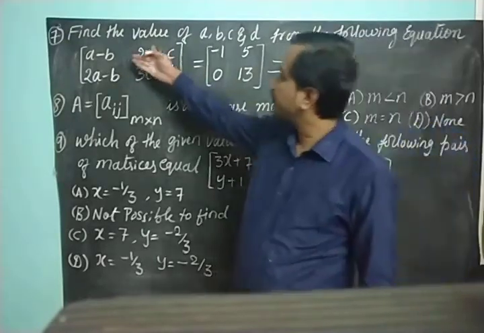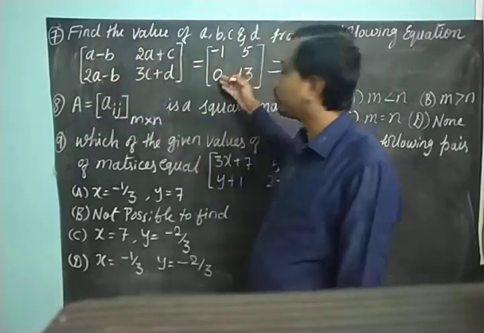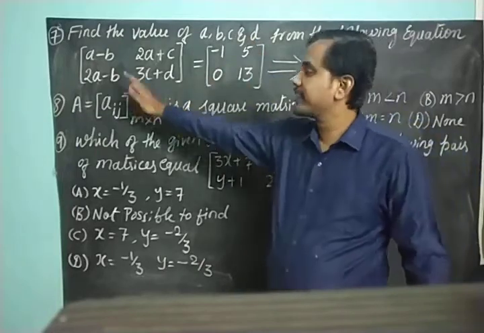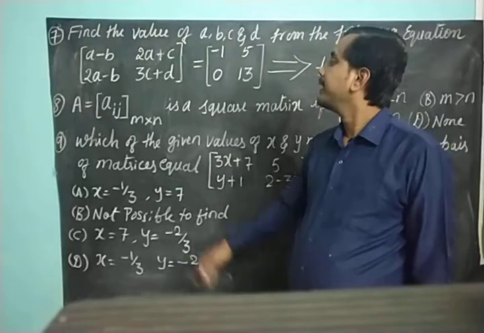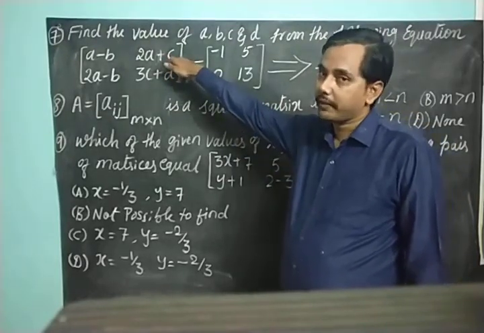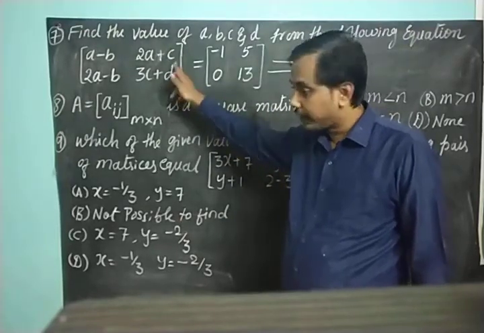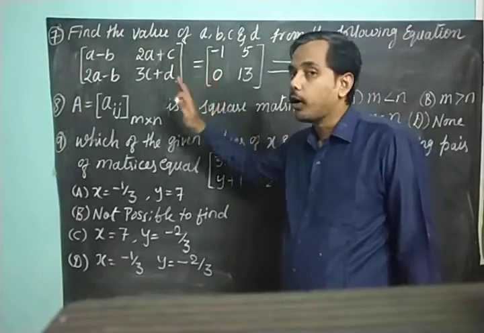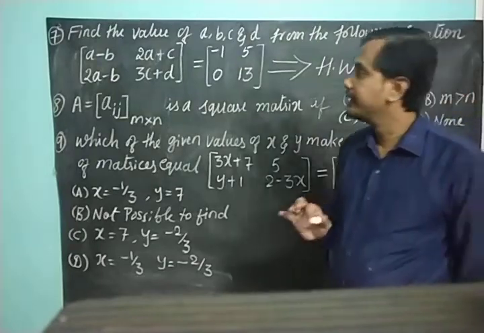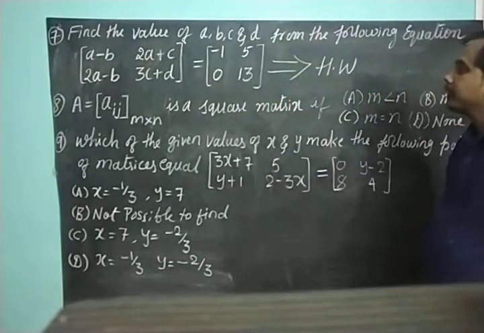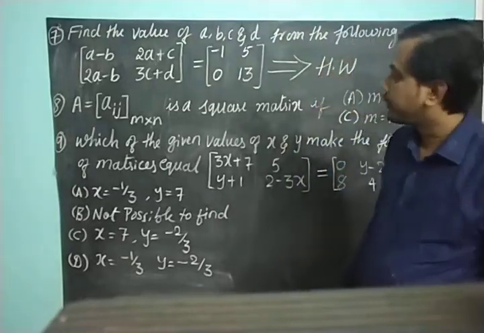For example, if you use A minus B and 2A minus B, A minus B is equal to minus 1 and 2A minus B is equal to 0. If you make use of these 2 equations, you will get the value of A and B. Once you get the value of A, you can make use of that in this equation to get the value of C. Once you get the value of C, you can make use of that value in this equation to get the value of D. This is how we need to solve for A, B, C and D. This you take as homework. So the 7th one also you take as homework. Coming to the 8th problem.